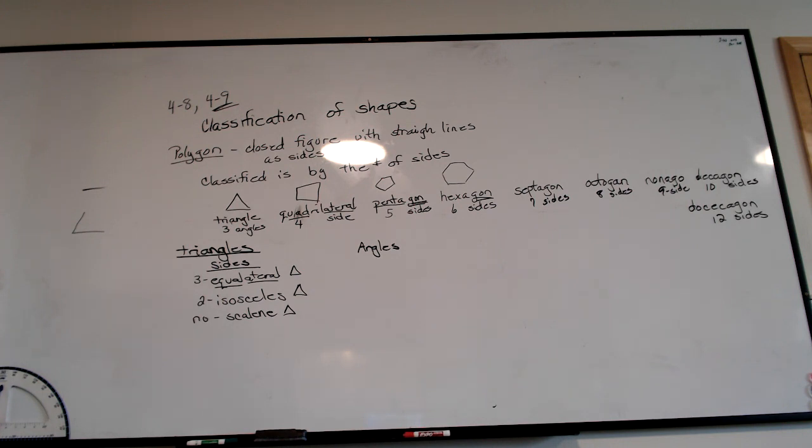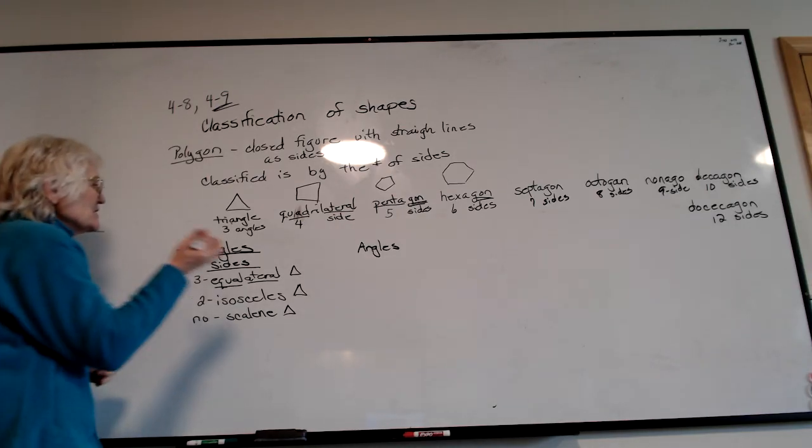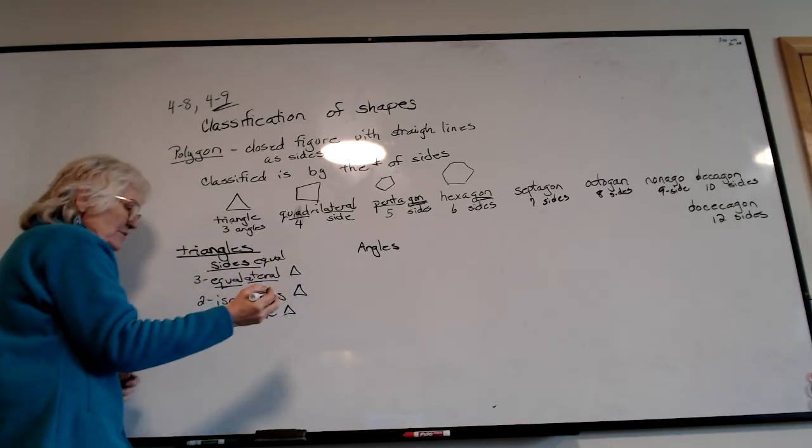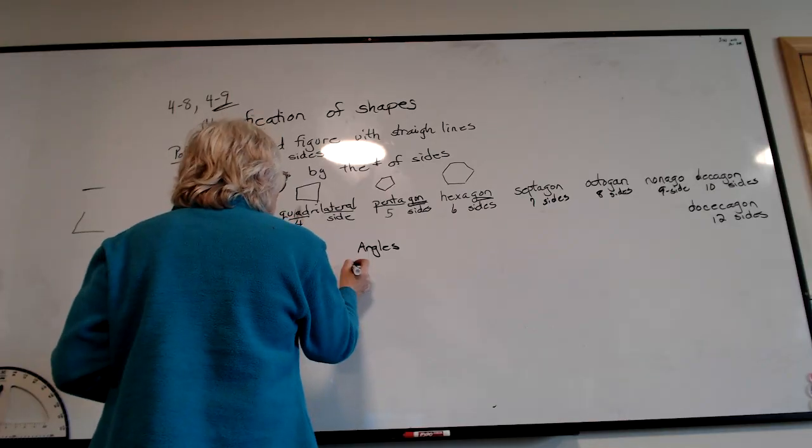Yes. So right now we classify them. When they are closed figures, they are called polygons, but they have to start at a triangle. You can't start anywhere else. Okay? So this is the number of sides. We also classify them by angles.